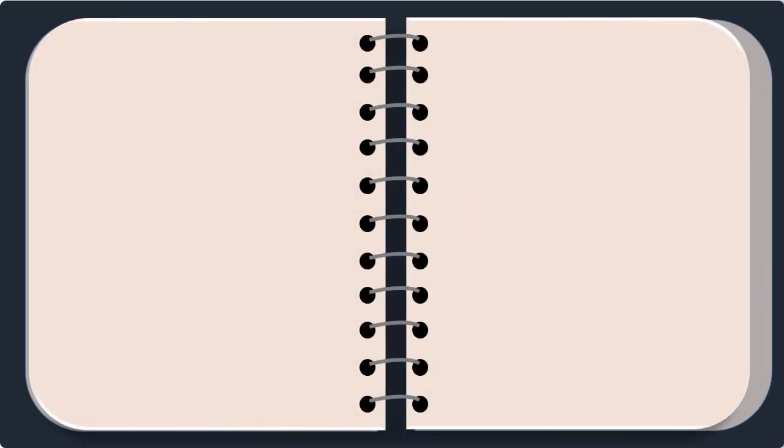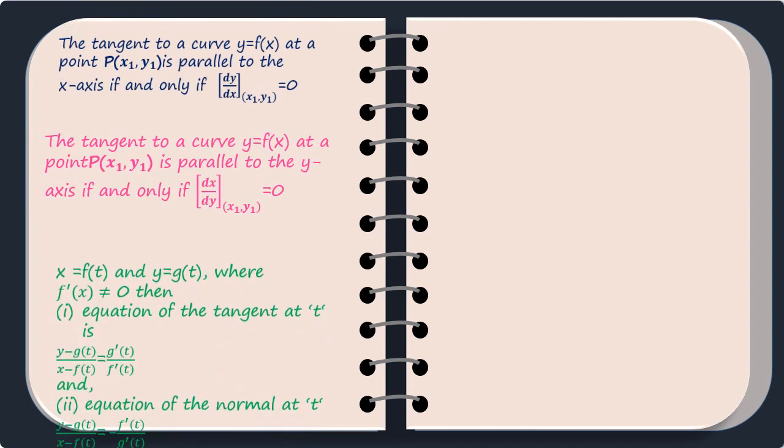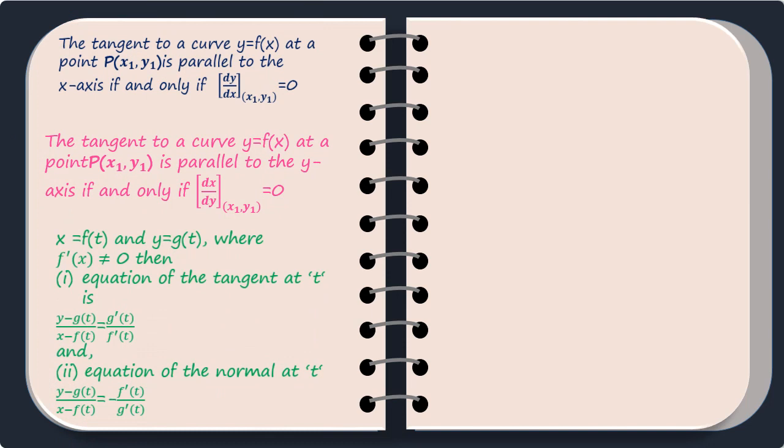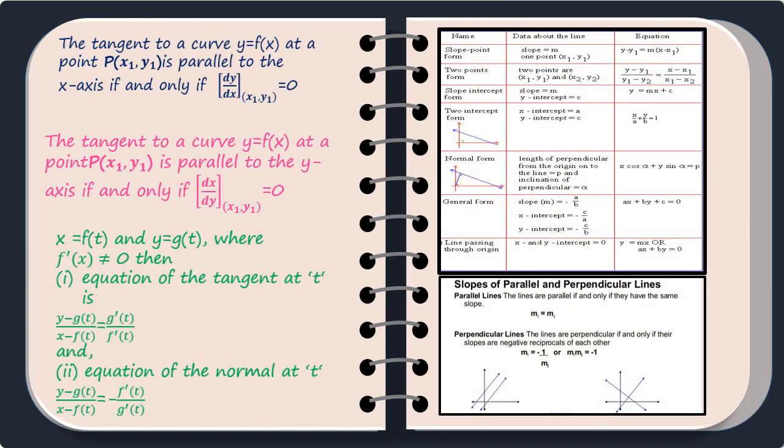And if the tangent is parallel to the x-axis, that time the condition; the tangent is parallel to the y-axis, that time the condition; and finding the equation of tangent and normal for a parametric curve, and the equation of a line and the condition for parallel and perpendicular lines.